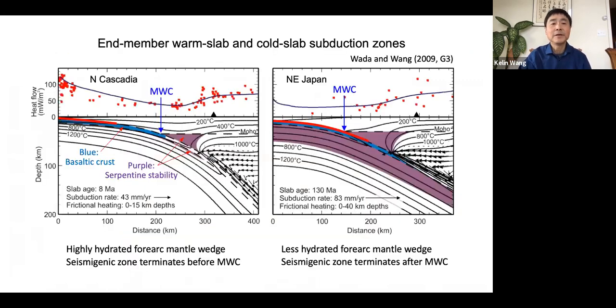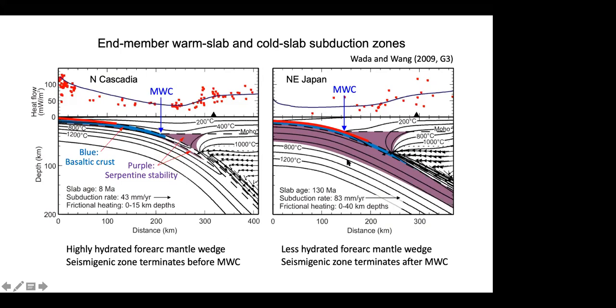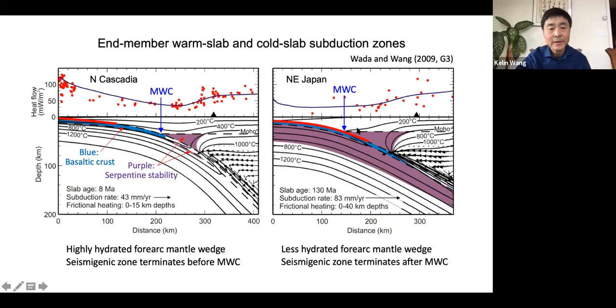Let's first revisit the thermal contrast between warm and cold slab subduction zones. As we recall, for warm slabs, because of the shallow dehydration, mostly the crustal dehydration, the mantle wedge corner is highly hydrated, and for a cold slab it is less hydrated. Another difference is that for warm slabs, the megathrust seismogenic zone terminates at pretty shallow depths, before reaching the mantle wedge corner. So this is important again for this subject.